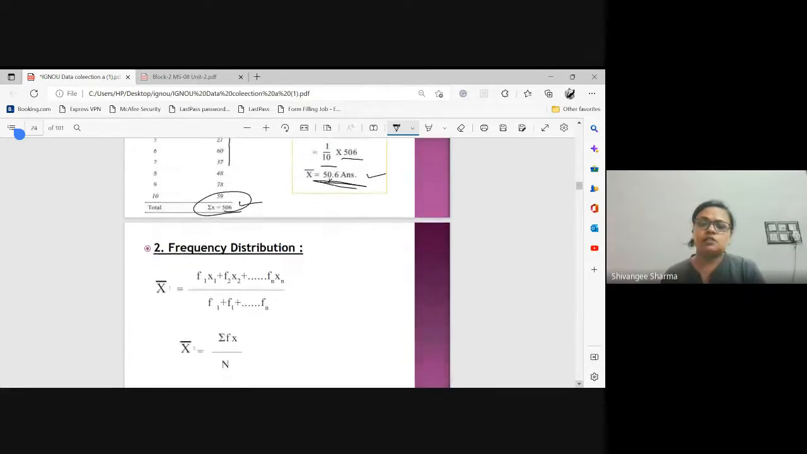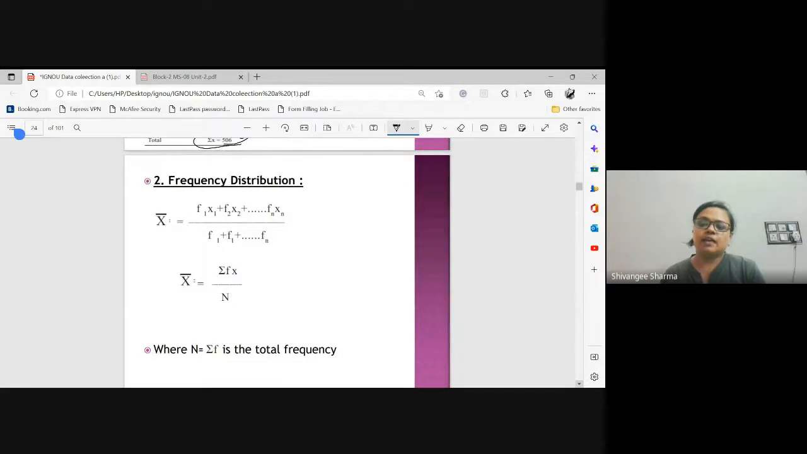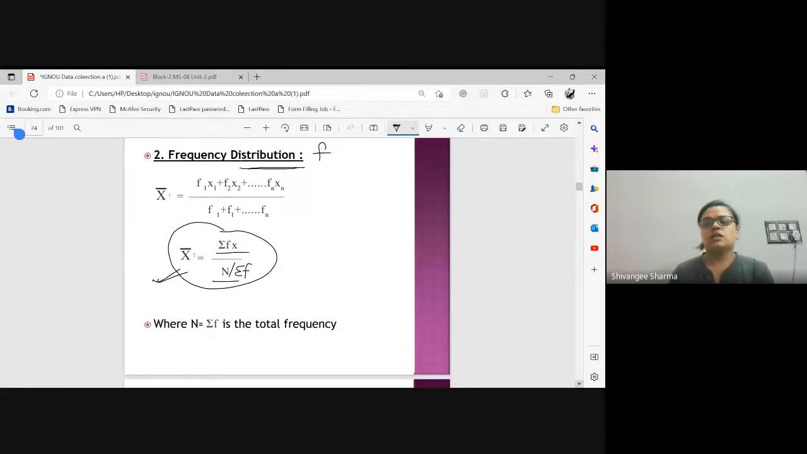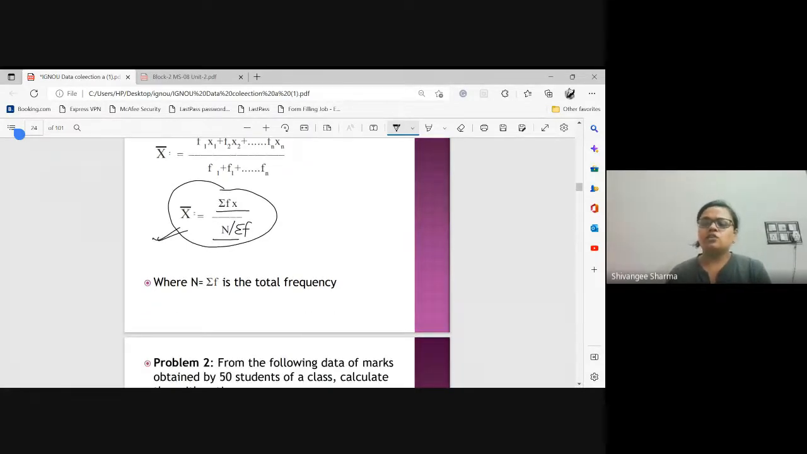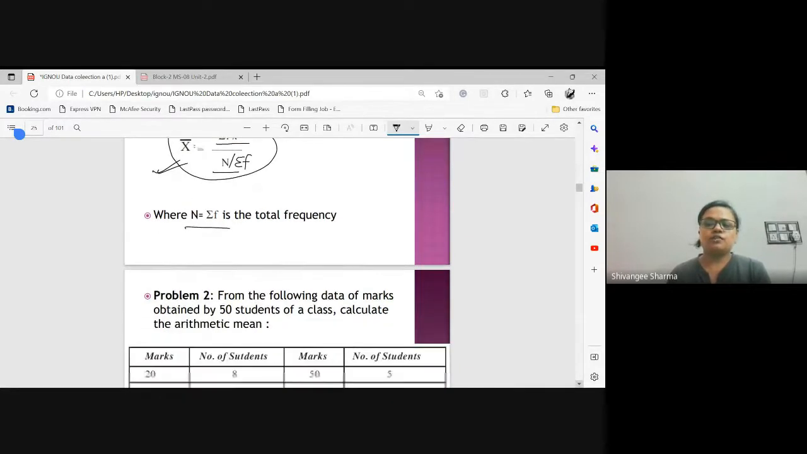So let's move to another type of series in which we have frequency distribution. In all statistics, the frequency is represented by small f. So the formula will become like this now. The average is equal to summation of fx divided by n, or you can write here also summation of f. Either write n or write summation of f, the sum of frequency, then it is okay. Here it is written also, n is equal to summation of the frequency.